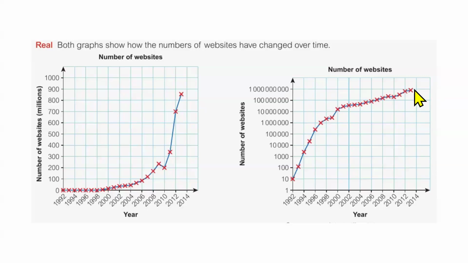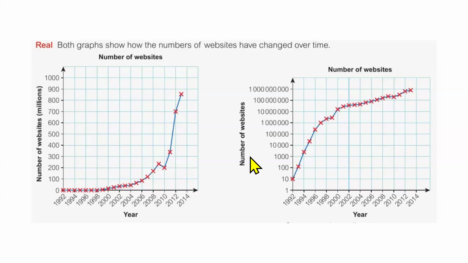This line is getting to this point here, which is like 1,000 million websites on the internet. And on the left side, also by 2014, I can estimate that this line is going to this position, which is between 900 and 1,000 million, exactly like this one, 1,000 million. So it depends on the clarity: which graph, on the right side or on the left side, can give you accurate information you can use.